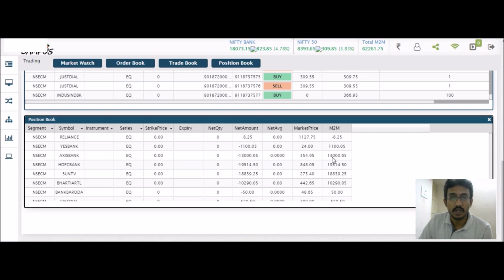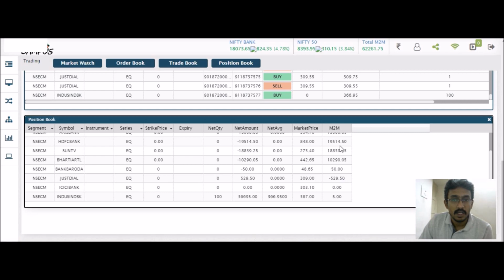I made 8 rupees loss, whereas the other securities, you can see I made a smaller amount of profits. All right, so IndusInd Bank, I bought at 366.95. Right now, the market price is trading at 366.8, which means I made, this keeps on changing, a M2M of minus 15. This is not yet booked, so this is the loss which is showing.